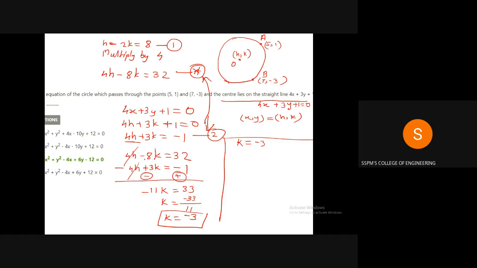Now we will use k is equal to minus 3 in any one of the equations to find the value of h. So we will use the first equation, that is h minus 2k is equal to 8. That is h minus 2 into minus 3 is equal to 8. So 2 into 3 is 6, minus minus will become plus, so h plus 6 is equal to 8. Therefore h is equal to 2. So the center is h comma k is equal to 2 comma minus 3. Now we have to find the radius.